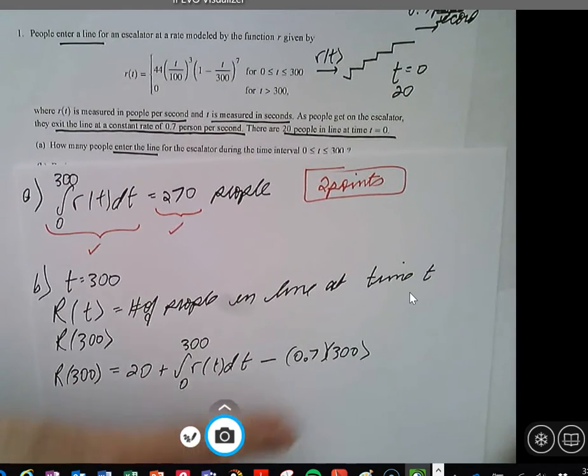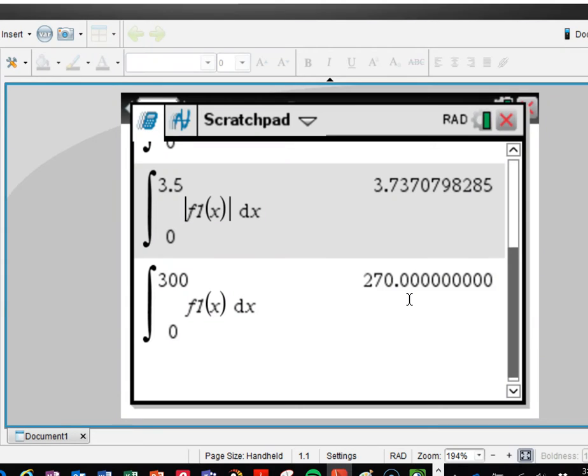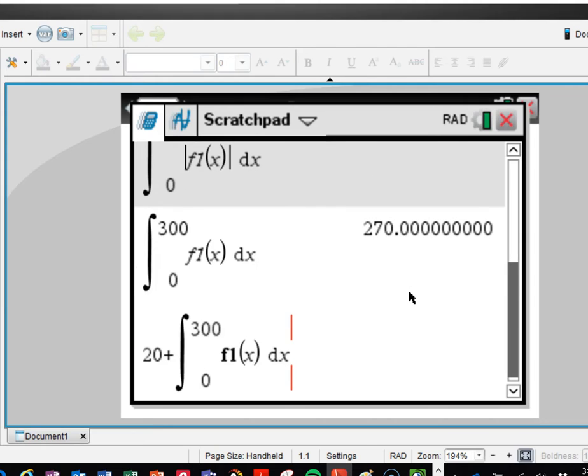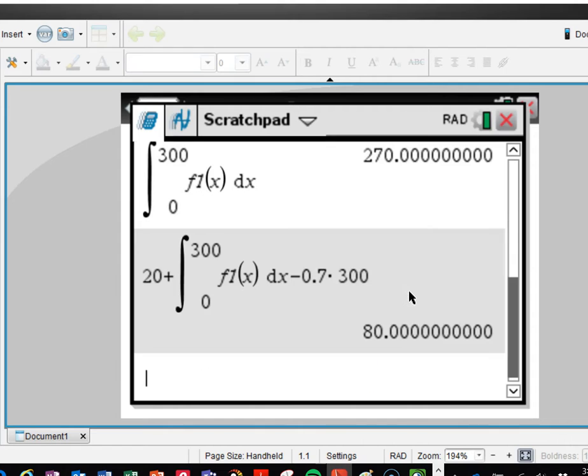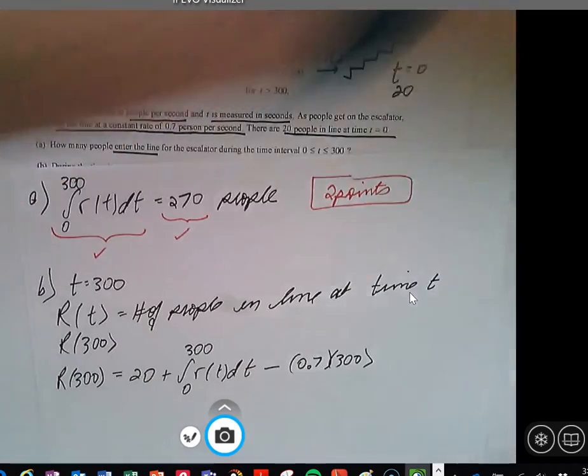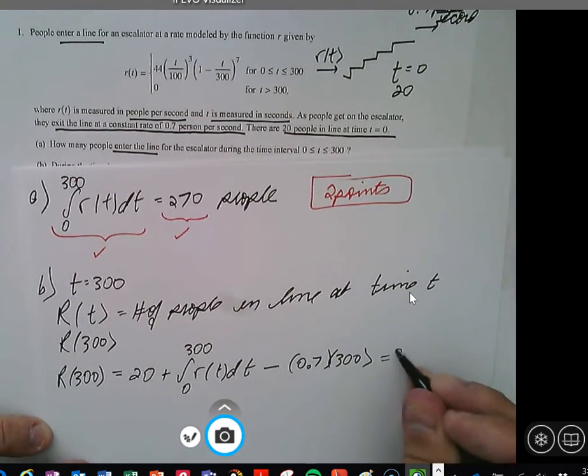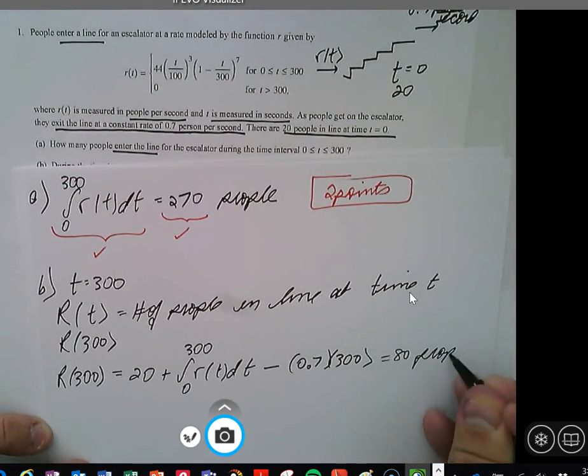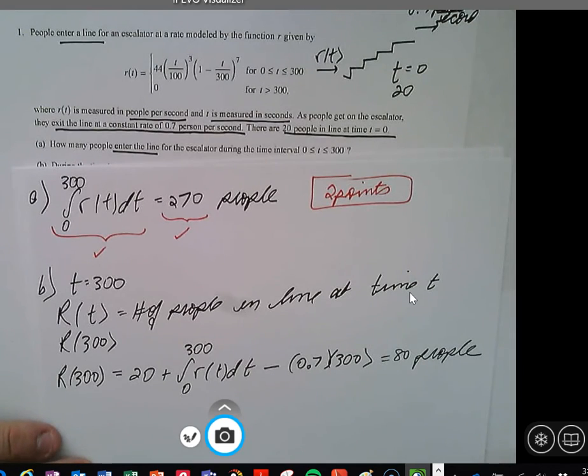We're going to go back over to the calculator. And it's 20 plus, I want to use this calculation again, minus 0.7 times 300. And that's going to give me 80. So let's go back. We've got 80 people. This is also worth 2 points.